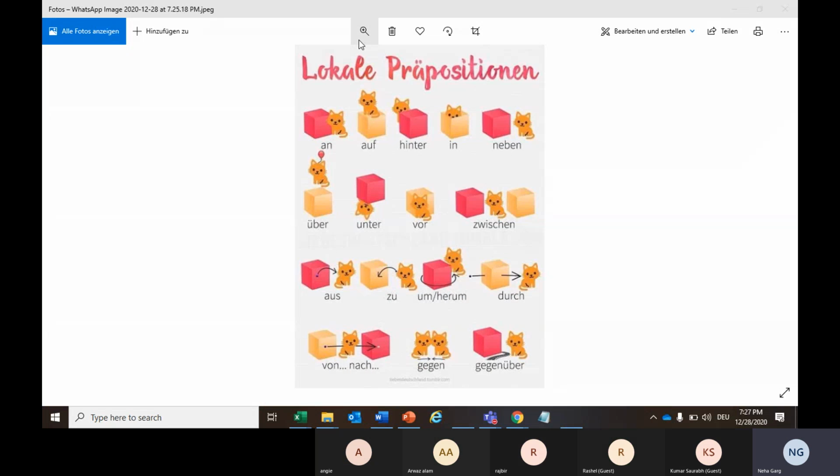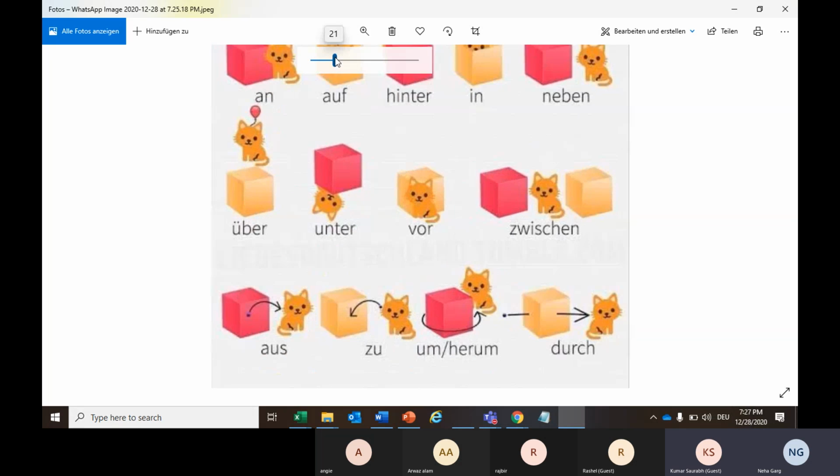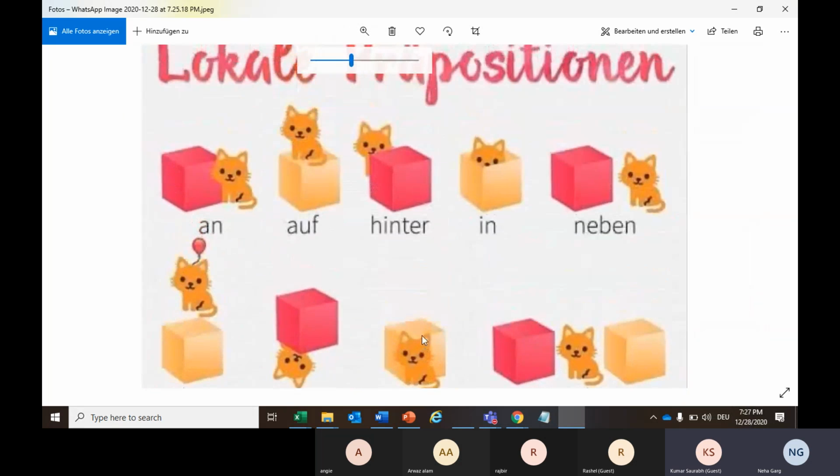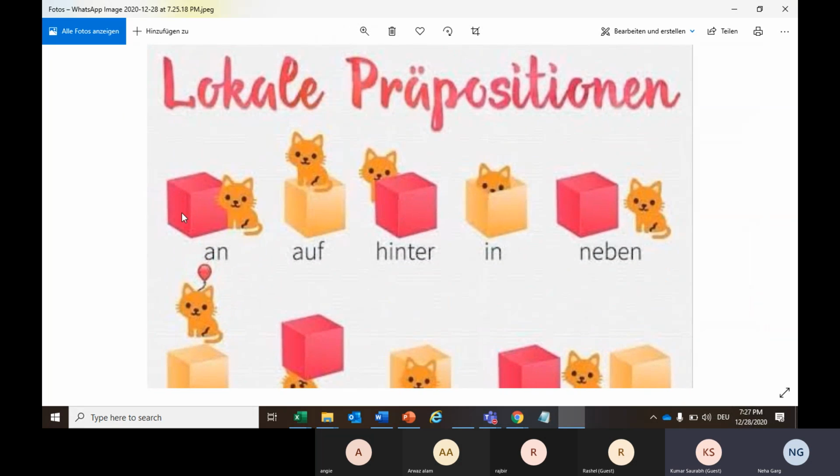So now see this picture. This first image: an, at. So the cat is at the box, at the side, exactly. So it's not on top of it, but at it. For example, I am standing at the window, or I am going to the window.